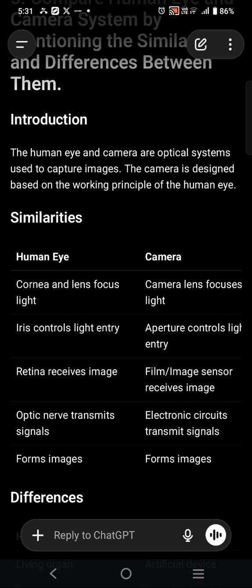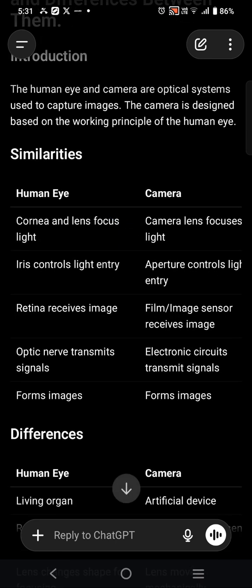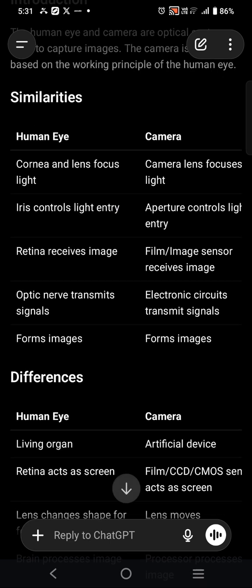Human eye: cornea and lens focus light. Camera: lens focuses light. Iris controls the light entry. Aperture controls the light entry. Retina receives the image. Film or image sensor receives the image. Optic nerve transmits the signal. Electronic circuit transmits the signal. Then this also forms the image.